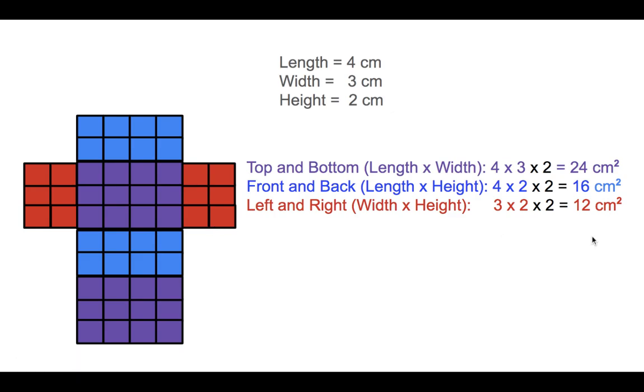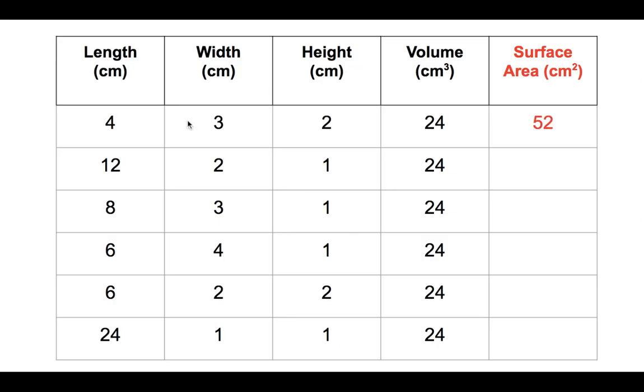So 12 squared centimeters. And now I just need to find the sum of my 3, and I get 52 squared centimeters. So I'll put that in my table. The 4 by 3 by 2 uses 52 square centimeters to cover. Now let's look at the next one, the 12 by 2 by 1.